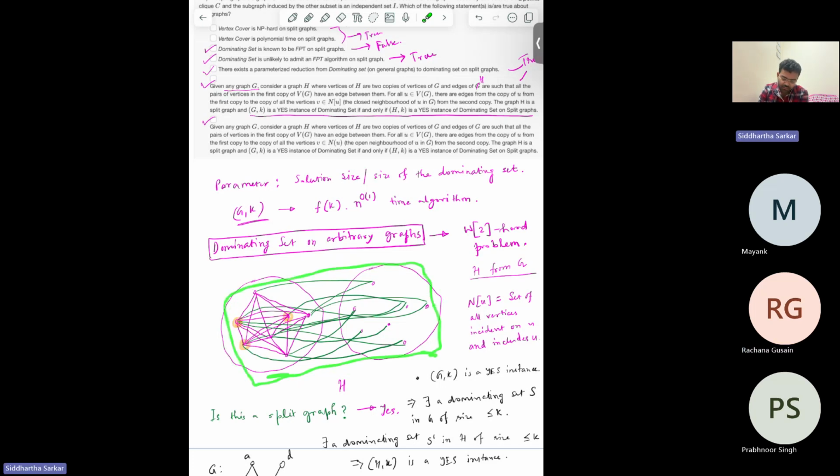Now they show that if G has a dominating set of size k, then H will also have a dominating set of size k. So, given any graph, how do they construct this split graph out of it?